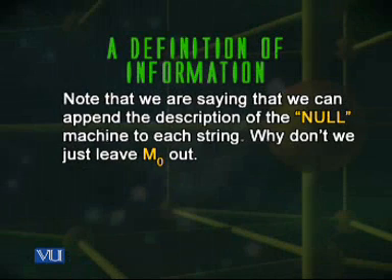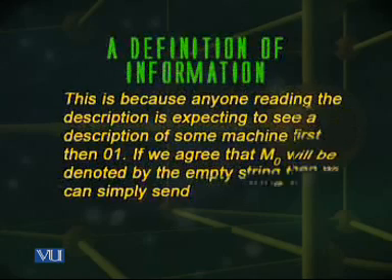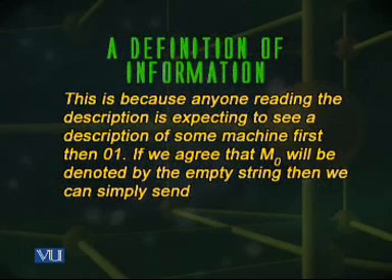In that case, what is the description of x that I have shown in this proof? Well, if M0 is described by the empty string, the null string describes this null machine, then we can just leave out M. Why can't we just leave out M and write X? This is because anyone who's going to read our description is expecting to see a description of some machine before they read the first 0, 1.